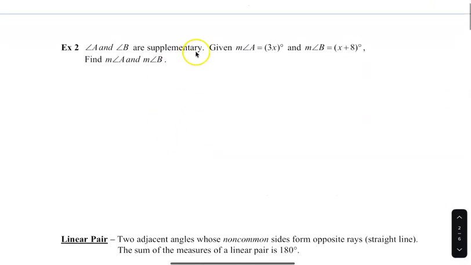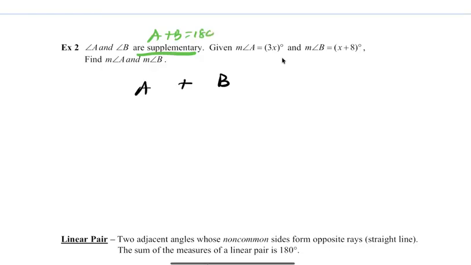So right here, if angle A and B are supplementary, and the measure of angle A is 3x, and the measure of angle B is x plus 8, find the measure of angle B again. So same type of problem, but now it's supplementary. So it means that if I add them up, it equals 180. So I'm going to do this a little faster. Angle A plus angle B equals 180. A is 3x, B is x plus 8.